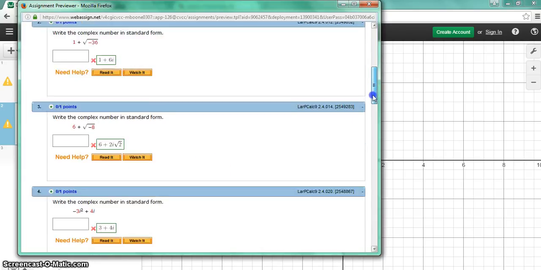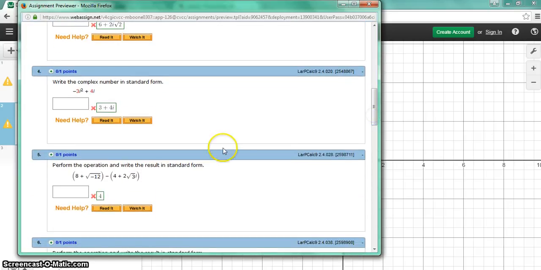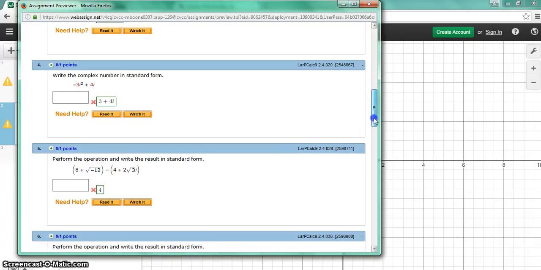If we're looking at something like number 5, setting that up, you can collect like terms. So 8 minus 4 gives me 4, and negative 12, well, that means it's going to have some imaginary part to it. And 12 is 4 times 3, so it's equivalent to 2 root 3. But there's just some i because of that negative 1 on the inside of the root symbol. So these would actually cancel each other out on my problem and I would get 4.